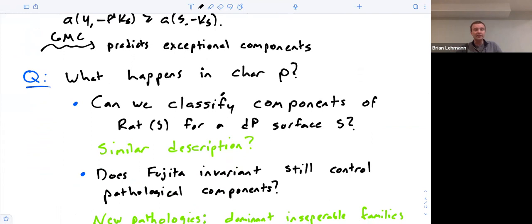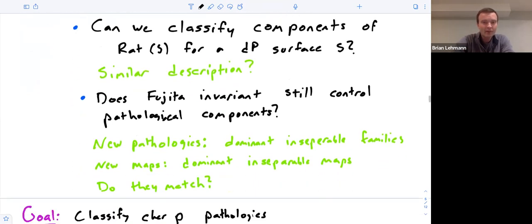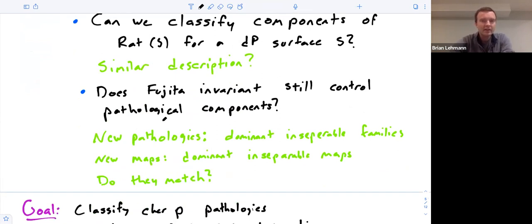So the main question that I'd like to consider is what happens in characteristic p? So first of all, can we classify the components of the moduli space of rational curves for a del Pezzo surface S? In particular, maybe it has a similar description. And the second question is, does the Fujita invariant still control the pathological components? So in characteristic p, we know much less about the Fujita invariant because our knowledge of it depends on the minimal model program.